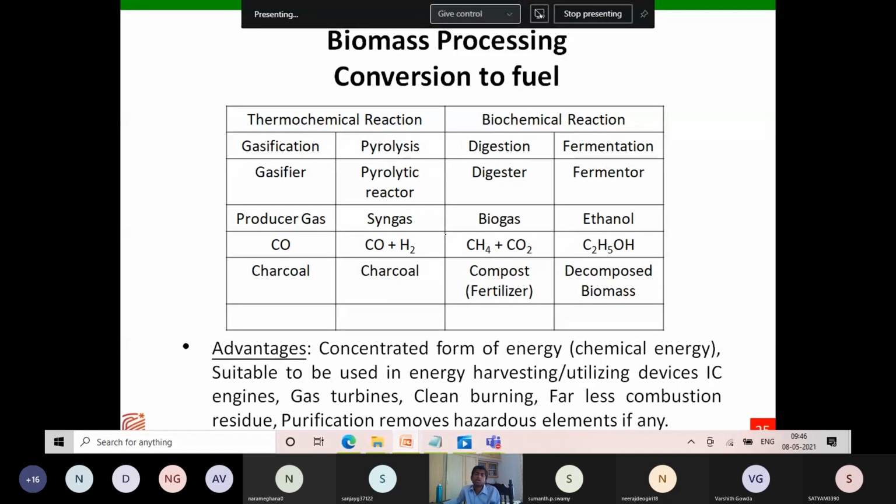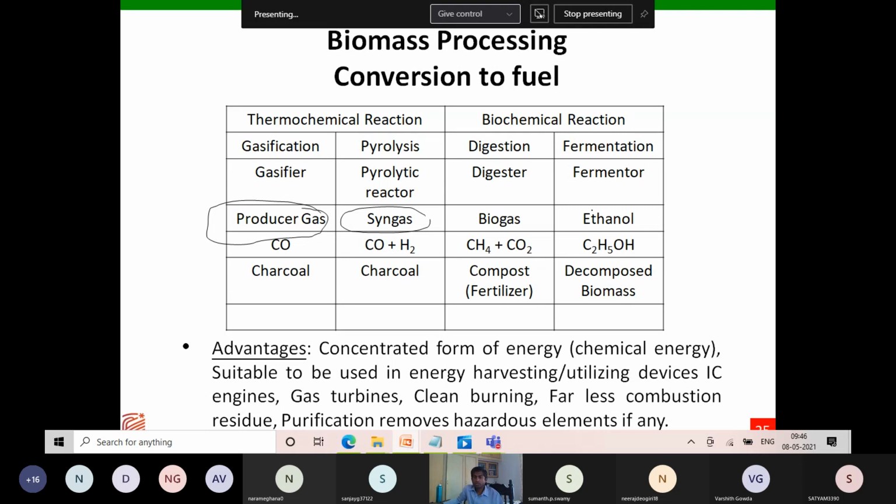So to summarize the biomass conversion technology, we have four technologies. One is gasification, pyrolysis, digestion, fermentation. The main product of gasification is producer gas, and for example, I had told you about the updraft gasifier. If you look at pyrolysis, we get syngas here, that is carbon monoxide and hydrogen. If you look at digestion, we get biogas, methane. Biogas means it is made up of methane and carbon dioxide.